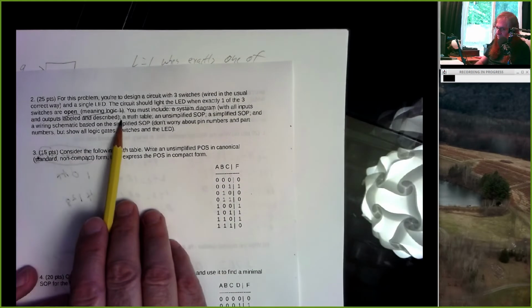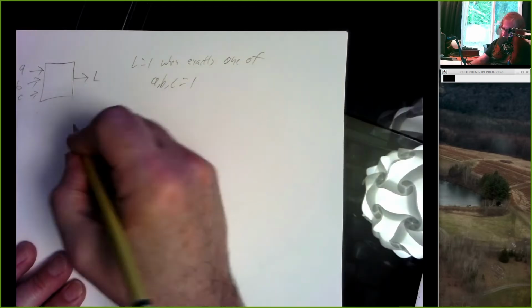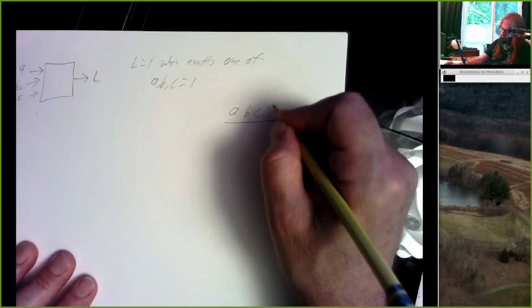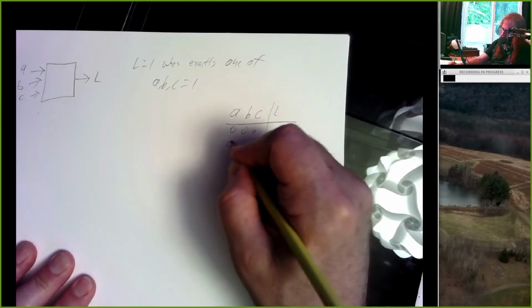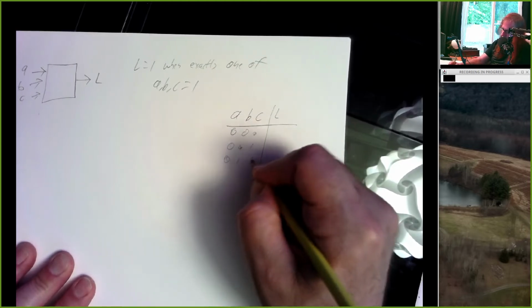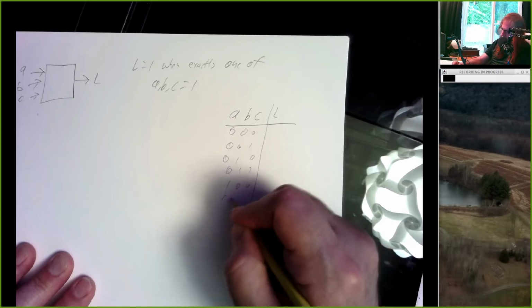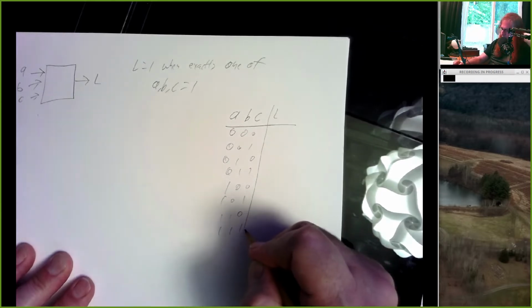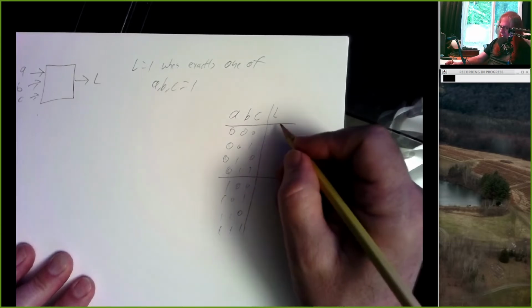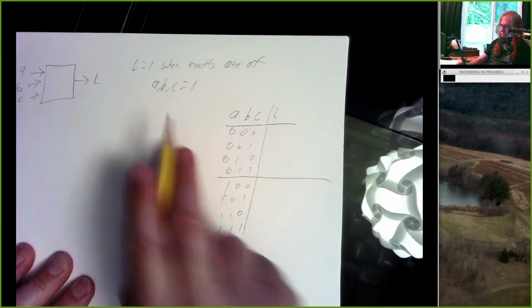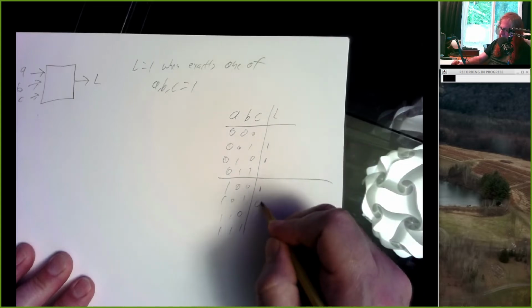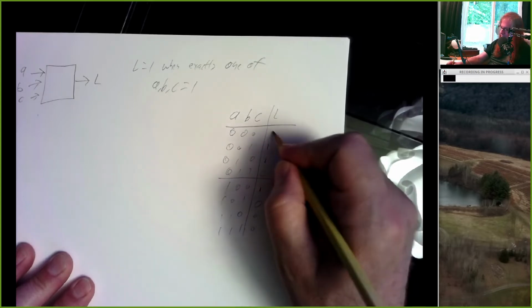And then a truth table. So here's the real heart of the matter. So L should be 1 when exactly one of your inputs is 1. So that's here, here, and here. And then it's going to be 0 everywhere else.